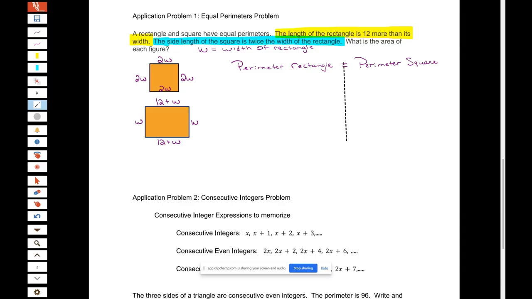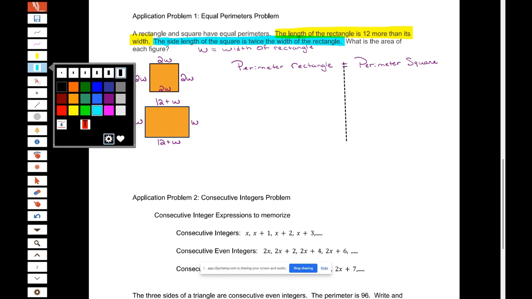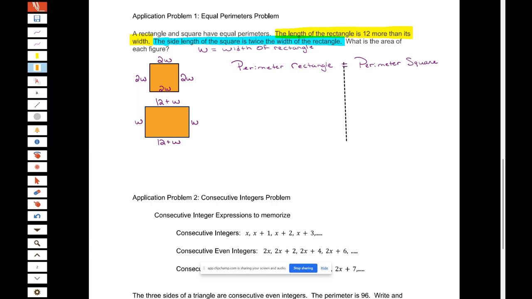It wants us to find the area of each figure. That's what it says at the end. We're going to come back to that. We can't find the area until we have the length and the width to multiply. And right now we just have W. So we're going to get the numbers and then actually go back and find the area.